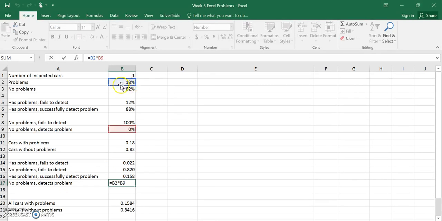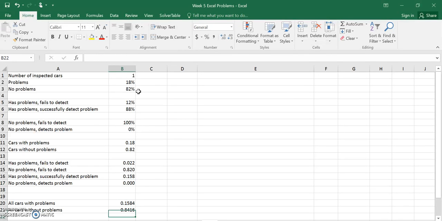So this should actually be down here for no problem and detect problems. So did we get this one right? So has problems, 18%, yes. Okay. So that was one mistake. This one didn't affect her outcome because this number is 0 anyway, so it really didn't matter whether she multiplied by 18% or 82%. It was still going to be 0, but the correct way to do it is to multiply by 82% with the no problems.